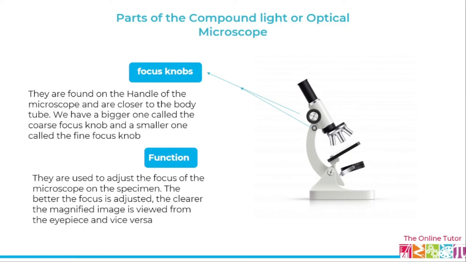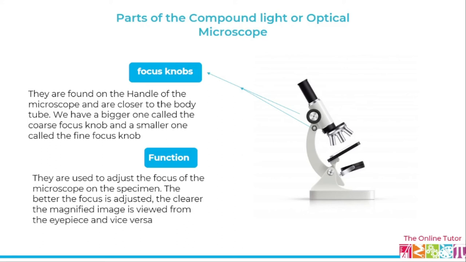The better the focus is adjusted, the clearer the magnified image is viewed from the eyepiece, and vice versa. So sometimes when you're observing magnified specimens through the microscope, you get to realize that the image appears to be blurred. So you need to use the coarse or the fine focus knob to adjust the focus on the specimen for you to visualize the magnified image much more clearly without it being blurred.